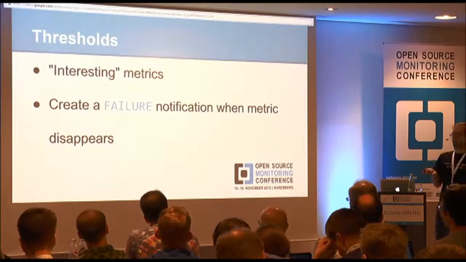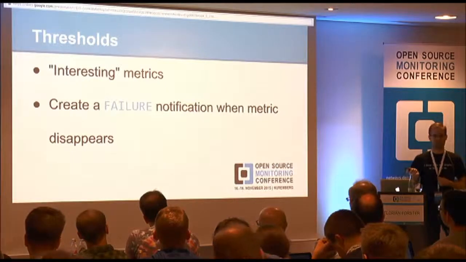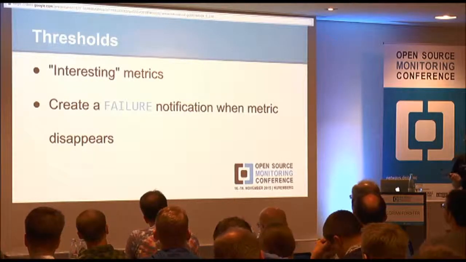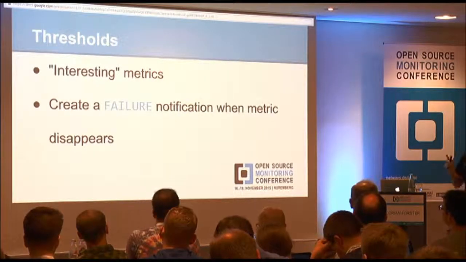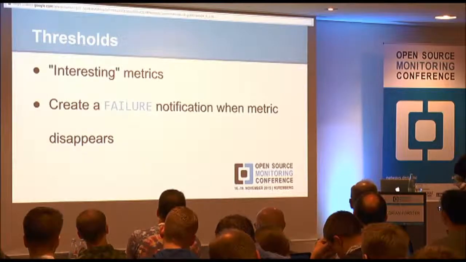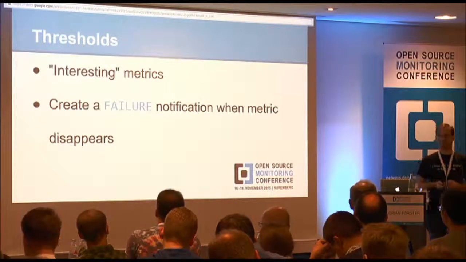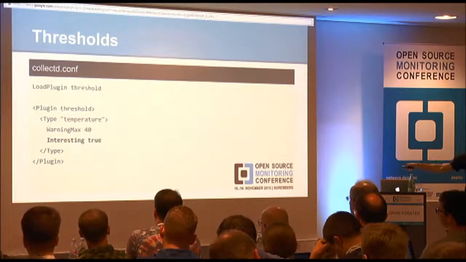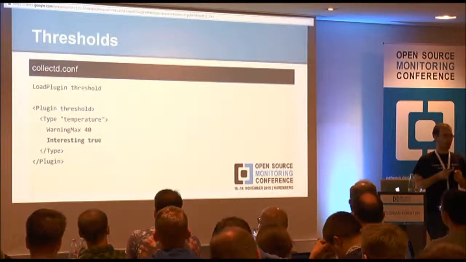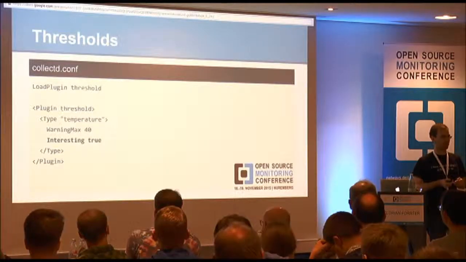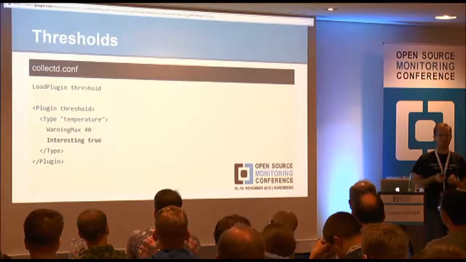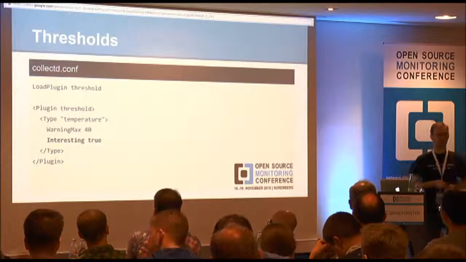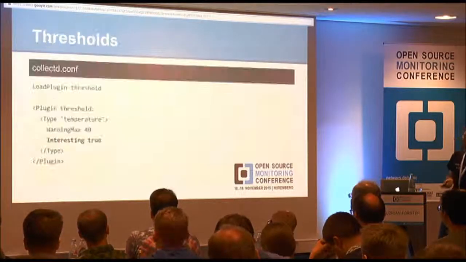So in order to work around this, the threshold plugin has a concept of interesting metrics. You can define metrics that are interesting just by essentially setting interesting to true. And what that means is I'm actually interested in this metric. I need to know when this metric does not exist anymore.